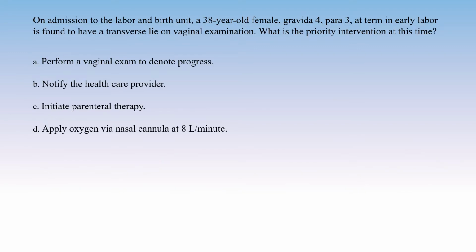On admission to the labor and birth unit, a 38-year-old female, gravida 4, para 3, at term in early labor is found to have a transverse lie on vaginal examination. What is the priority intervention at this time? A. Perform a vaginal exam to denote progress. B. Notify the healthcare provider. C. Initiate parenteral therapy. D. Apply oxygen via nasal cannula at 8 L per minute.